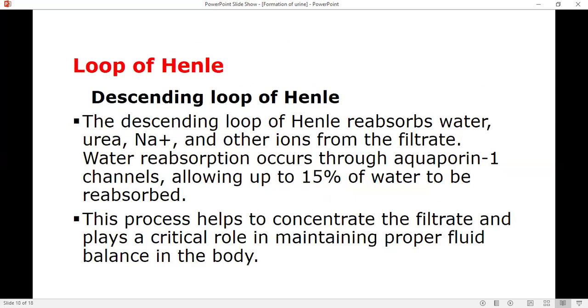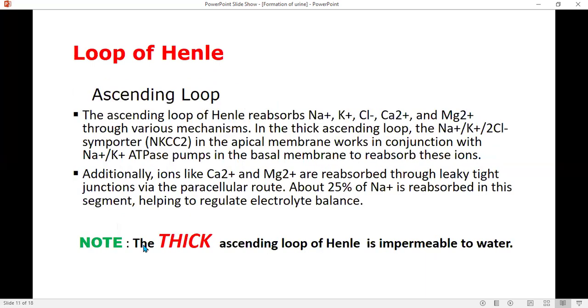Then what happens in the loop of Henle? The descending loop of Henle reabsorbs water. There's a difference between the descending loop of Henle and the ascending loop of Henle. The descending one is permeable to water. But for the ascending one, have you seen where I've written that the thick ascending loop of Henle is impermeable to water? This is the most likely asked question in renal physiology MCQs. The thick ascending loop of Henle is impermeable to water. Water does not go into the thick ascending loop of Henle. Are we together?